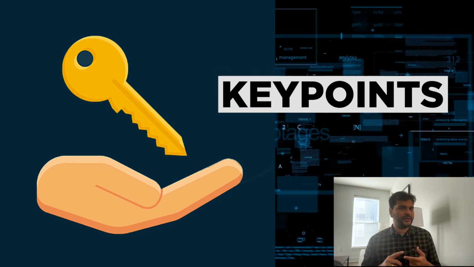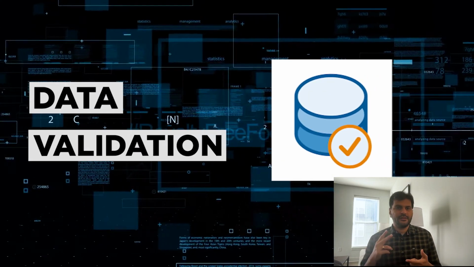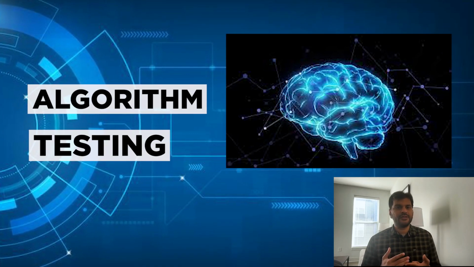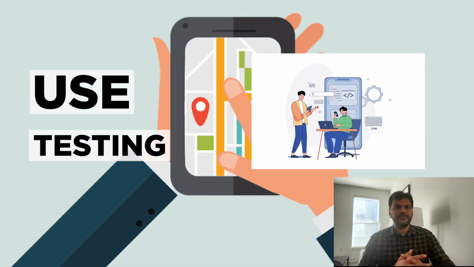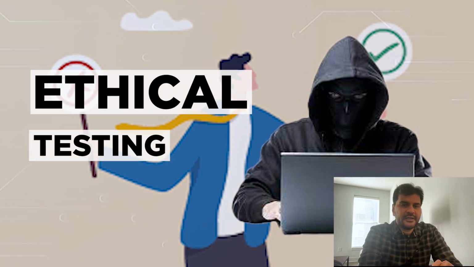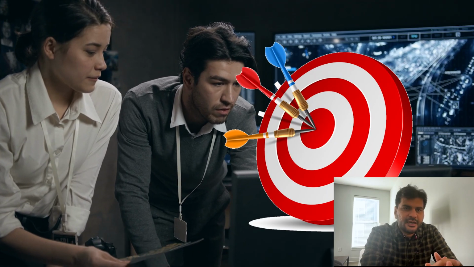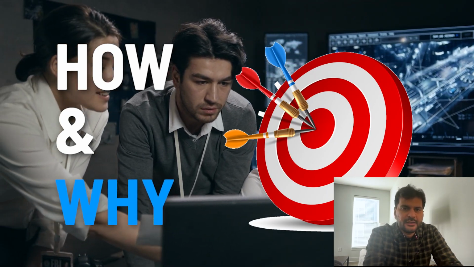So the first point is data validation. Second is model validation. Third is algorithm testing. Fourth is user testing. Fifth is ethical testing, and the sixth is continuous testing. We'll deep dive into each of the strategies, how it is done and why it is important.